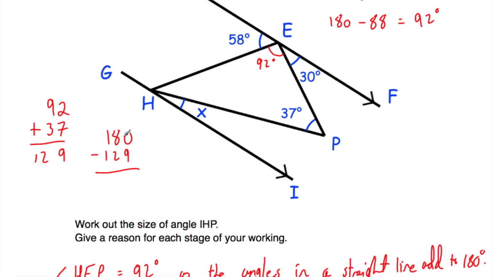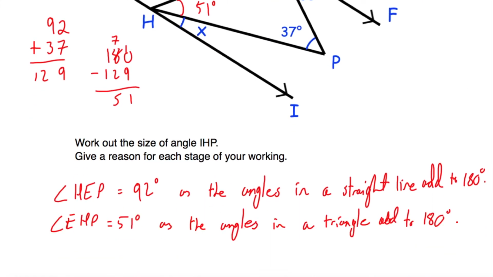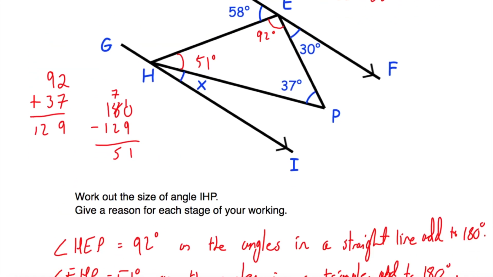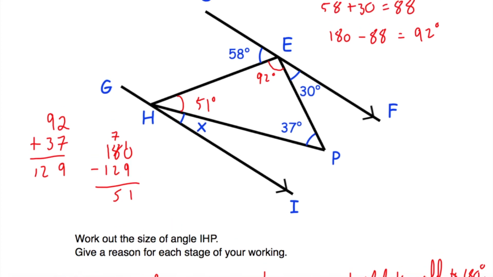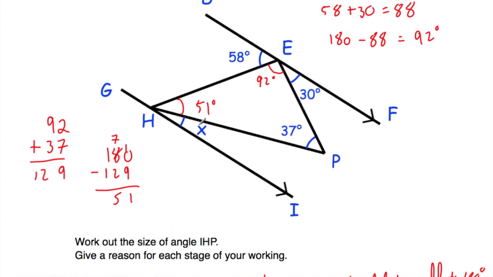So 0 take away 9, well, let's borrow, so that's a 7 and a 10. 10 take away 9 is 1, 7 take away 2 is 5, and 1 take away 1 is 0. So that's 51 degrees. So this angle here, angle EHP, is 51 degrees. So that's fantastic. So let's write that down. Okay, so I've written down that angle EHP is 51 degrees as the angles in a triangle add to 180 degrees. Okay, now we want to find the size of this angle here, this angle PHI or IHP.